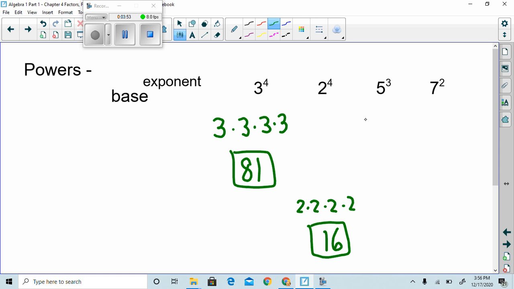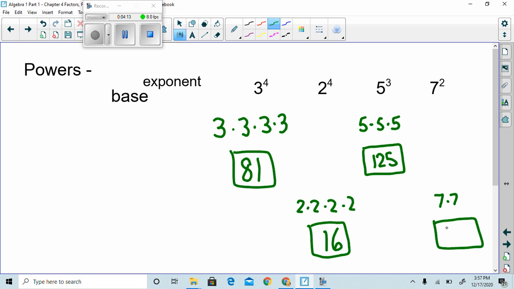The next one is 5 to the 3rd power, which is 5 times 5 times 5. That's the expanded form, and here is the standard or number form of that. And the last one, I'll do it down here for space. Take 7 and square it. 7 times 7, 49.